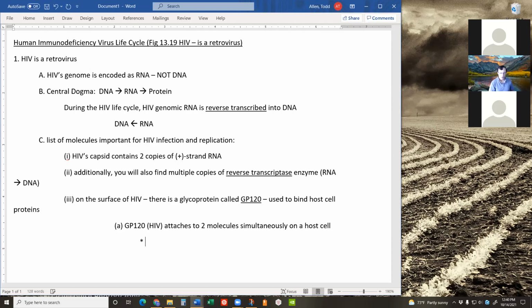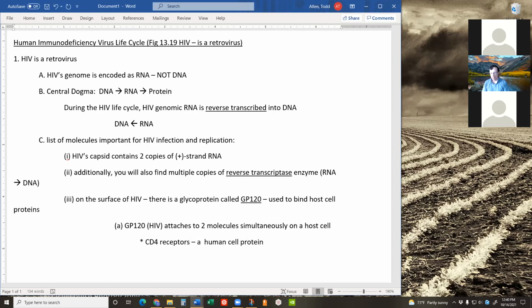Okay, those 2 molecules are first CD4 receptors. CD4 stands for cluster of differentiation 4. It's an immune system molecule that's found on the surface of animal cells. Okay, so GP120 is a human cell protein.